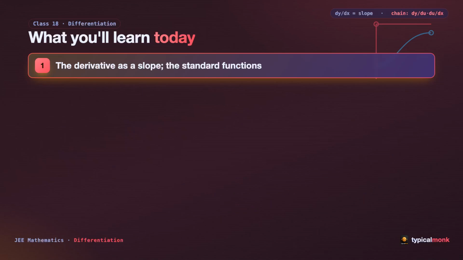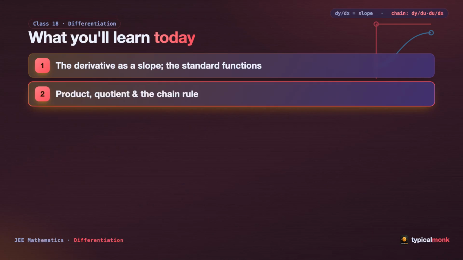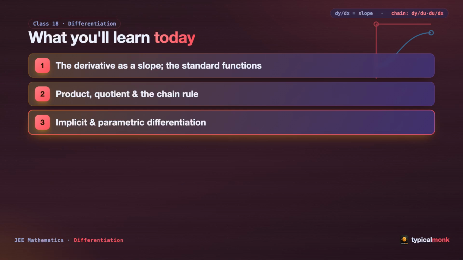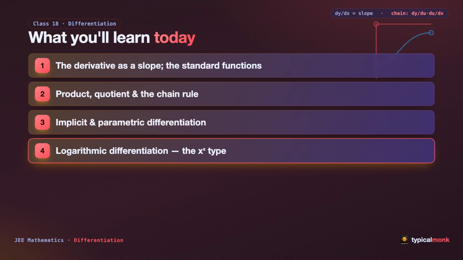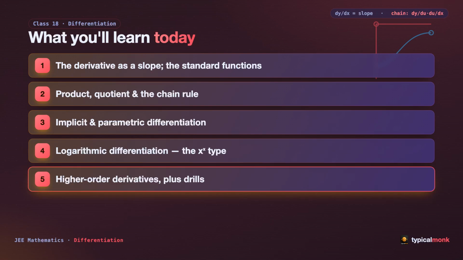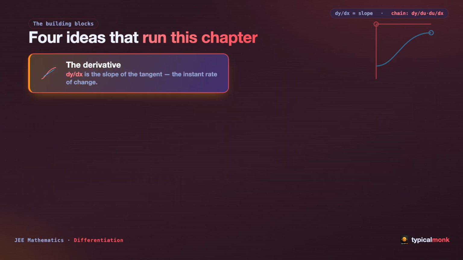Here is what you will learn today. First, the derivative as a slope and the standard functions. Second, the product, quotient, and chain rules. Third, implicit and parametric differentiation. Fourth, logarithmic differentiation, the x to the power x type. And fifth, higher order derivatives, plus the drills. One idea at a time. Four ideas run this entire chapter.